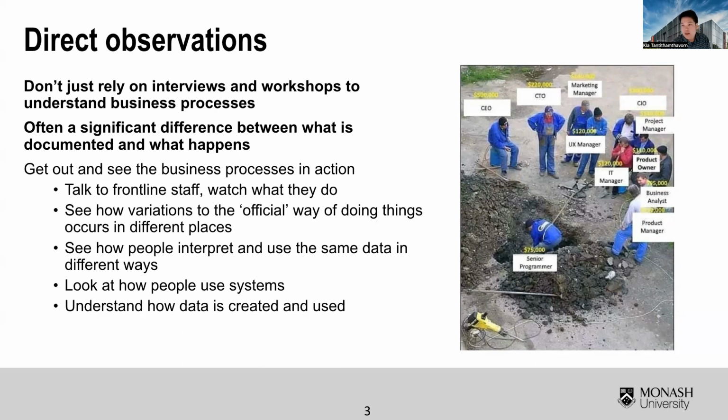The good thing about direct observation is that we need to talk to the frontline staff. What do they do? And understand the variations, right? This is what we observe, but it may be slightly different from what we get from the interview or the questionnaire. We need to understand the misalignment as well. Why is that, right? That's the direct observation. All right.